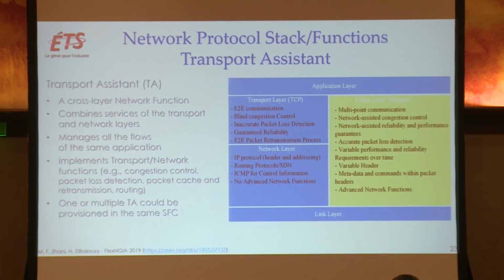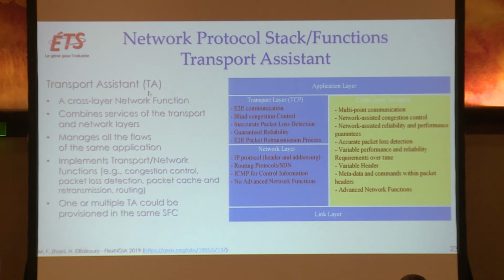We also advocate for another function that's interesting, and basically this function will do the job of the transport layer. Here in FlexNGIA, we would like to merge the transport and the network layer. You said TCP is doing things blind, detecting congestion blindly, and so on. So we're trying to avoid all this and to have a cross-layer transport. This cross-layer transport is implemented in a particular network function inside the network, so we can have multiple instances of the transport assistant.